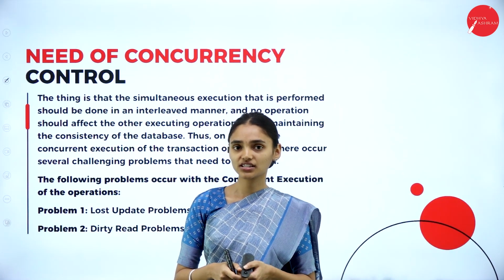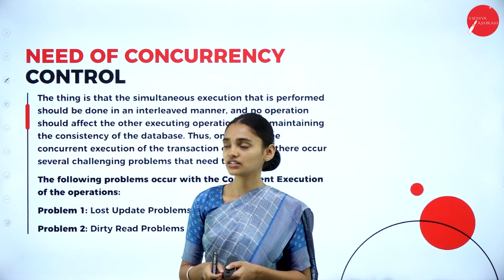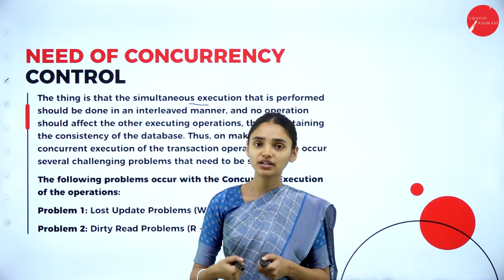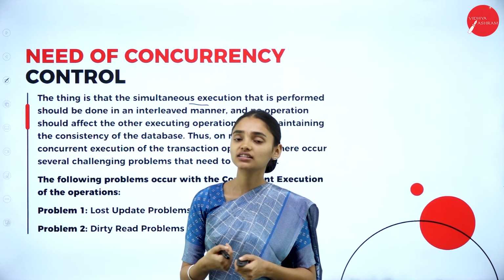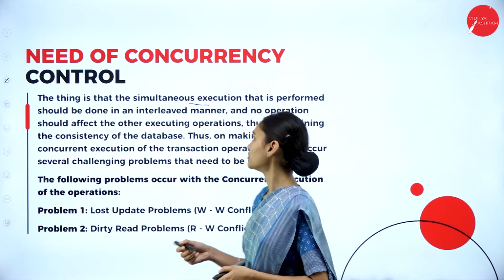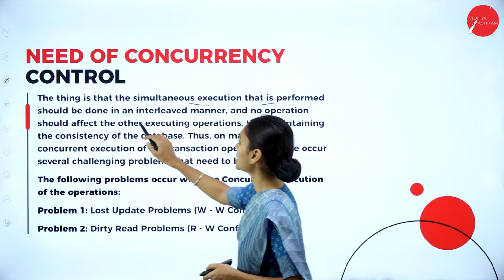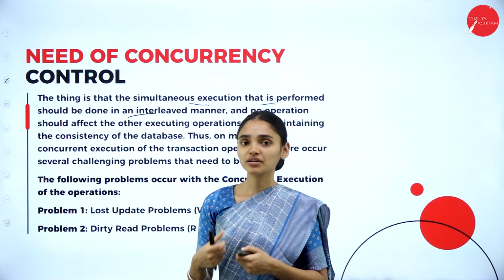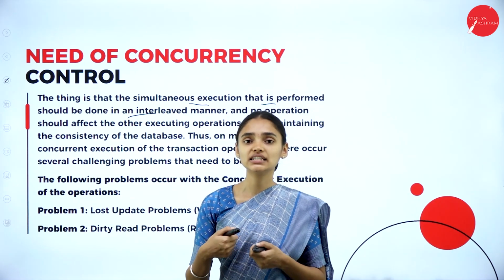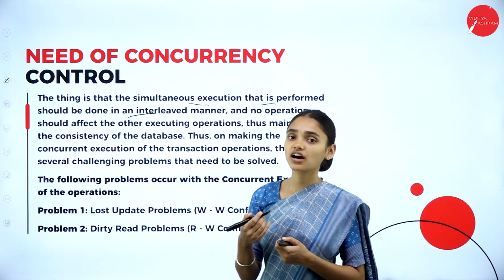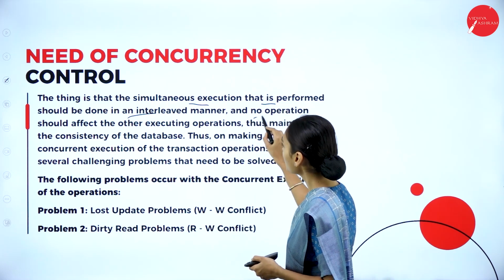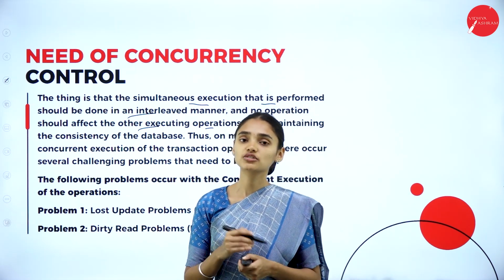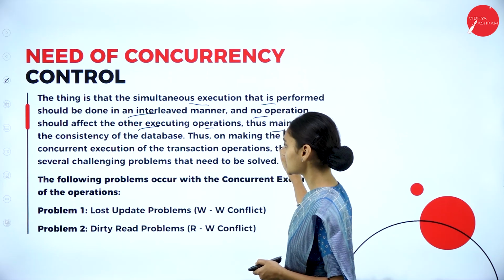Next is the need for concurrency control. Why do we need to control concurrency? Data is used by multiple users performing operations simultaneously, and execution should be done in an interleaved manner, meaning no operation should affect the execution of another operation. Whatever operation we are performing should not affect the others, thus maintaining the consistency of the database.